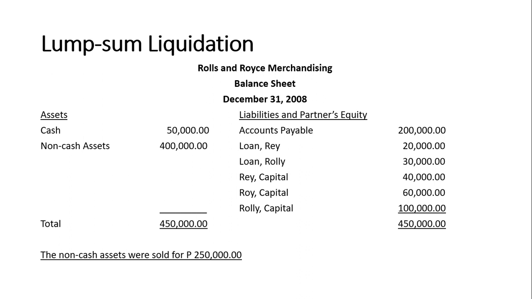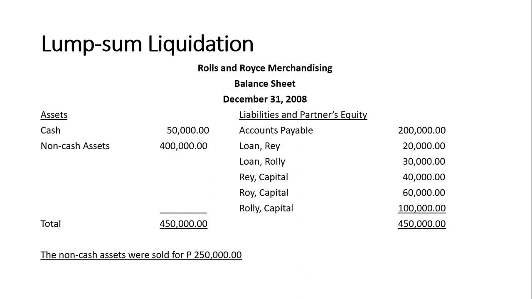So we have an example here with regards to the lump sum liquidation. As presented to you is the Rolls and Royce Merchandising balance sheet as of December 31, 2008. There is a cash of 50,000 and the non-cash assets were combined at once, amounting to 400,000. There are also liabilities: accounts payable, which is considered your liabilities to outside creditors, and then the loan payable to Ray and the loan payable to Rolly. Ray and Rolly lent money to the partnership.